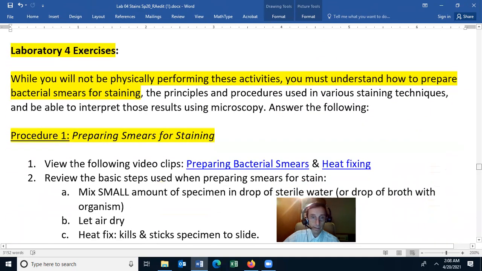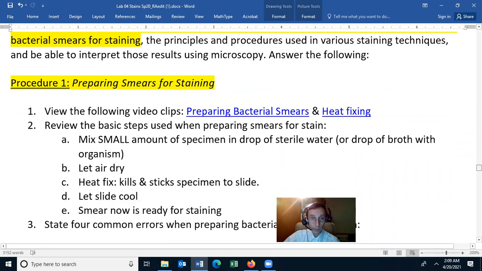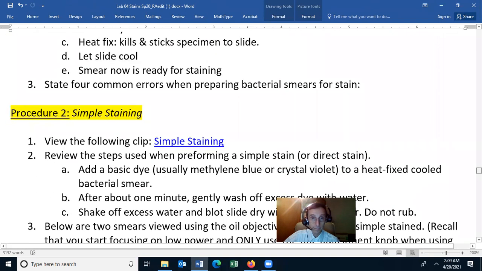All right, the laboratory exercises. You're not physically going to be performing any of these activities, but you must understand how to prepare bacterial smears for staining the cells, the principles and procedures used for making a bacterial smear, the principles and procedures used and the various staining techniques, and be able to interpret the results when you look at the slides that you stain under the microscope.